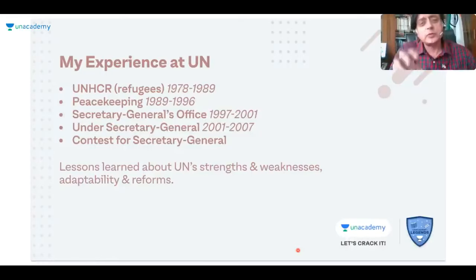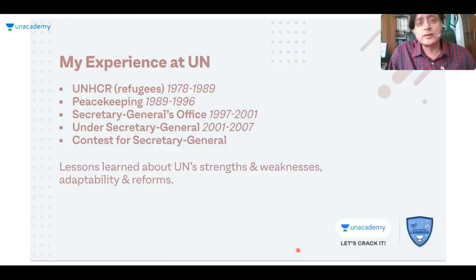But the UN has what are called funds and programs, as well as agencies where the geographical quota doesn't apply. And the UN High Commissioner for Refugees, UNHCR, was one of them. And I joined them where nationality was not an issue, but there were practically no Indians in the organization. There was just one before me. It was a very small organization looking after refugees.